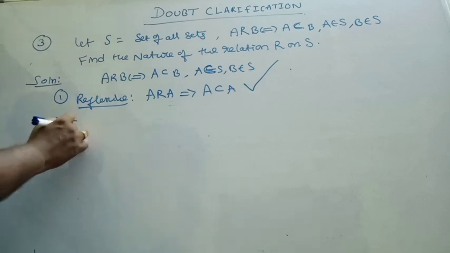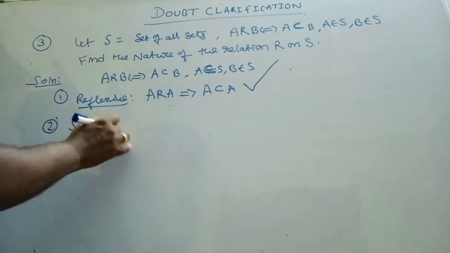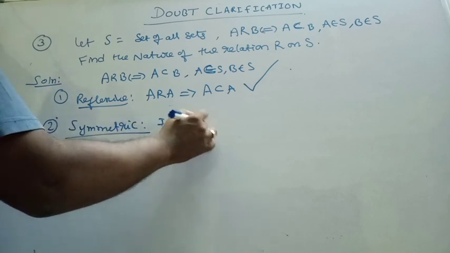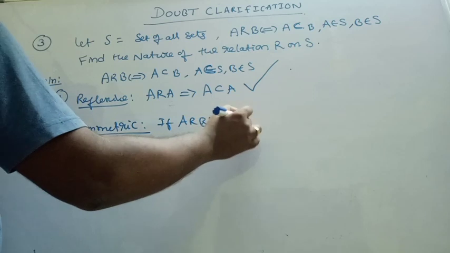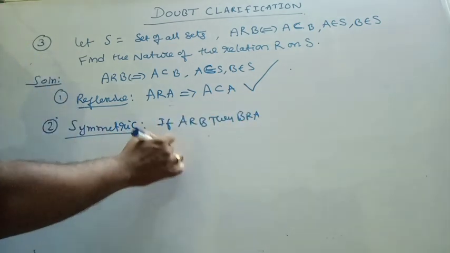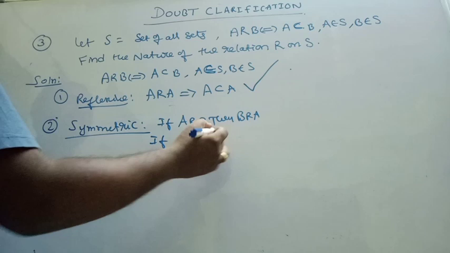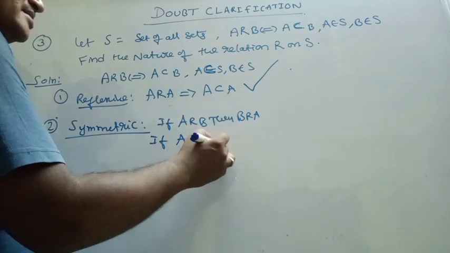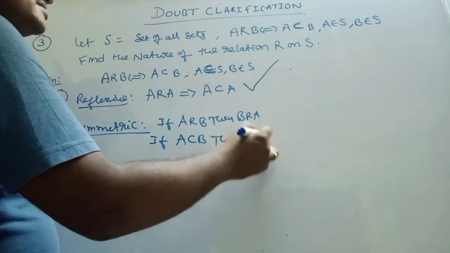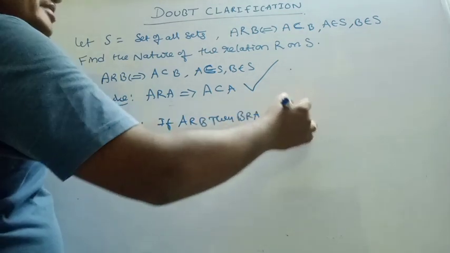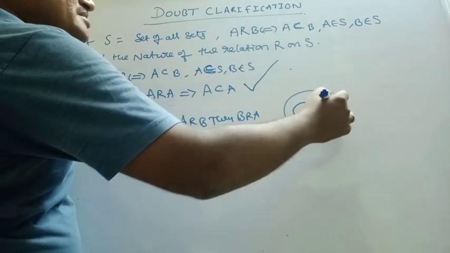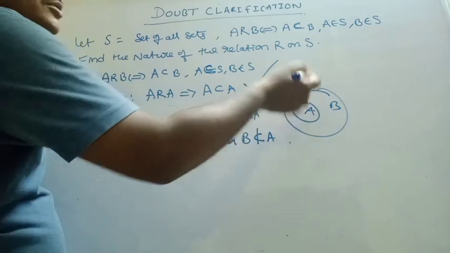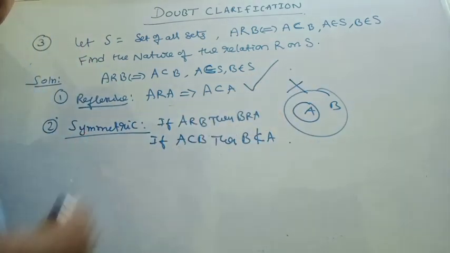Now symmetric. If you have symmetric like this, symmetric means what? If A is related to B, then we should prove that B is related to A. That means if A is a subset of B, can you say that B is a subset of A? No, we cannot say that. Suppose A is within B, that is, A is a subset of B. How can you say that B is a subset of A? It is not true. Therefore, it is not symmetric.